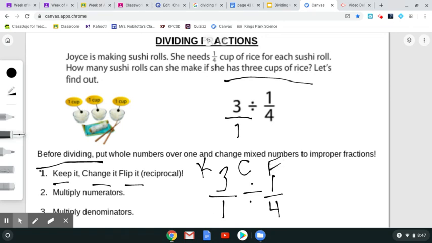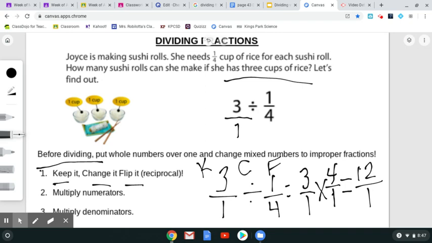So keep it means 3/1 is 3/1. Change it means take division, make it multiplication. Flip it means write the reciprocal of 1/4. The reciprocal of 1/4 is 4/1. All I did was flip my fraction. So then I multiply straight across, and 3 times 4 is 12. 1 times 1 is 1.